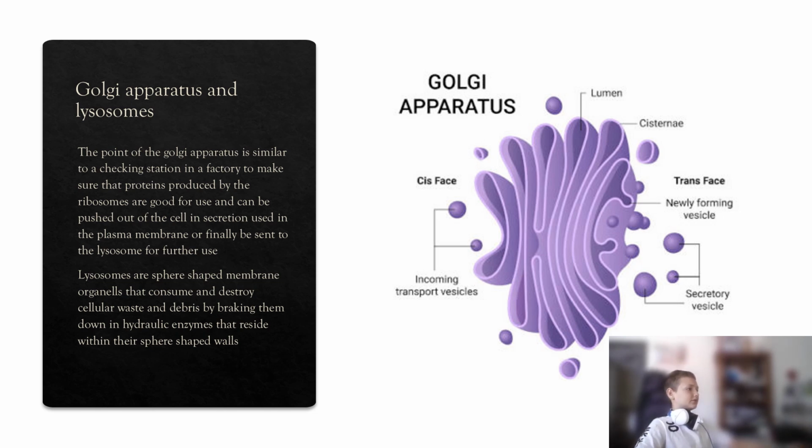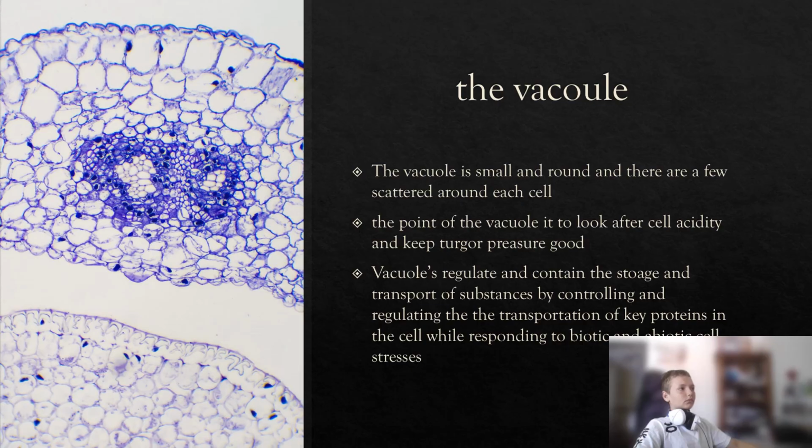Now, the lysosomes themselves are sphere-shaped membrane organelles that consume and destroy cellular waste and debris by breaking them down with hydrolytic enzymes that reside within their sphere-shaped walls. So they are important as they get rid of waste.